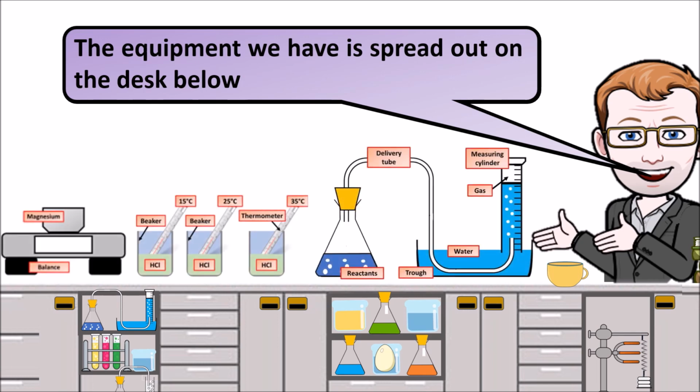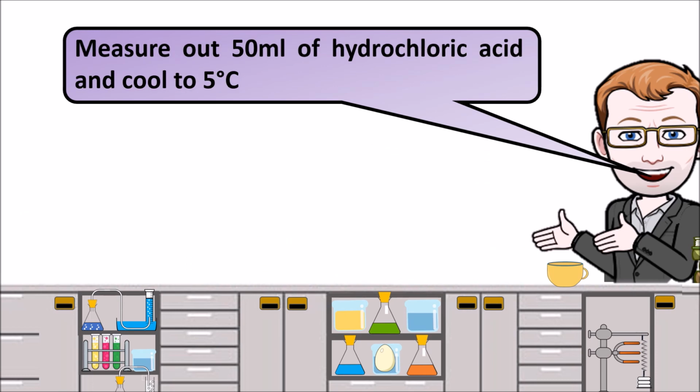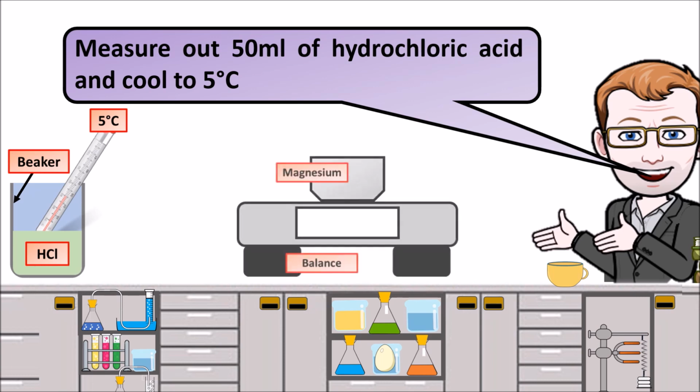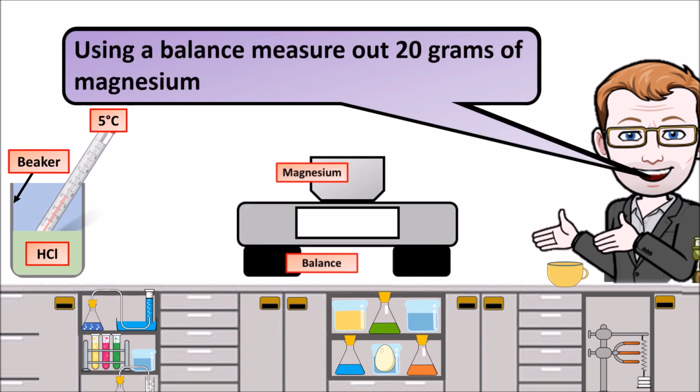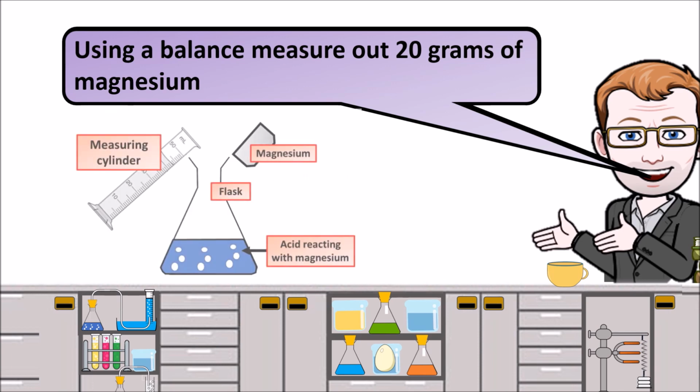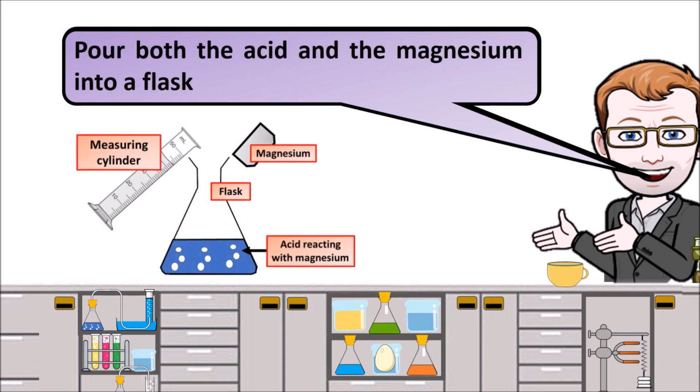So we might use a balance, some beakers, thermometers, and in this experiment we are going to measure the amount of gas produced using an inverted measuring cylinder. So we're going to start off, we're going to measure out 50 milliliters of hydrochloric acid and cool it to 5 degrees. Then using the balance, we're going to measure out around 20 grams of magnesium. We're going to pour both the acid and the magnesium into a flask.